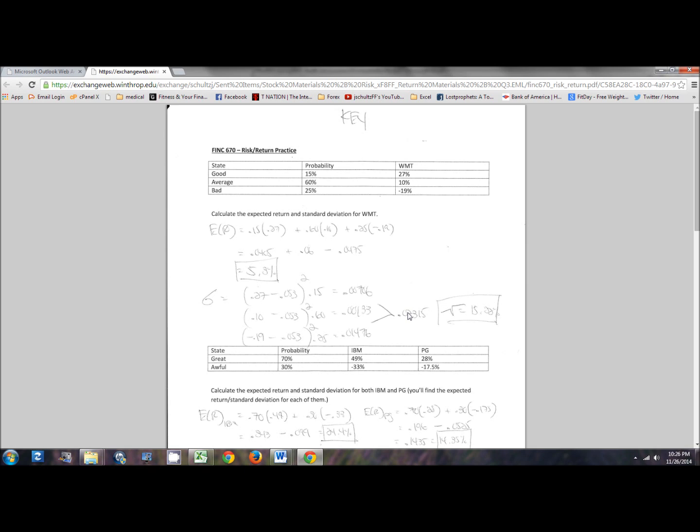Then once you have that in place, you go ahead and just take its square root, and you get 15.22%. So again, really basic, really straightforward, just some calculations you need to practice a few times, and you guys should be all set. So that's a very brief video solution on how to solve for expected return and standard deviation.